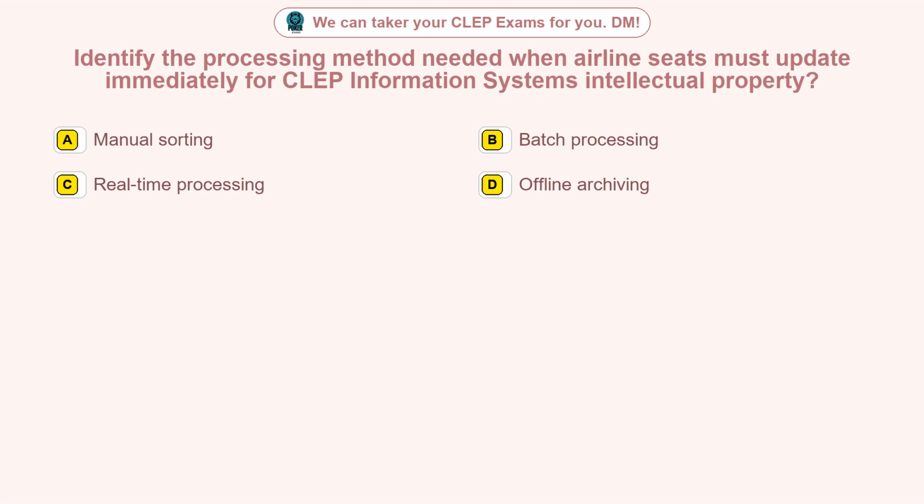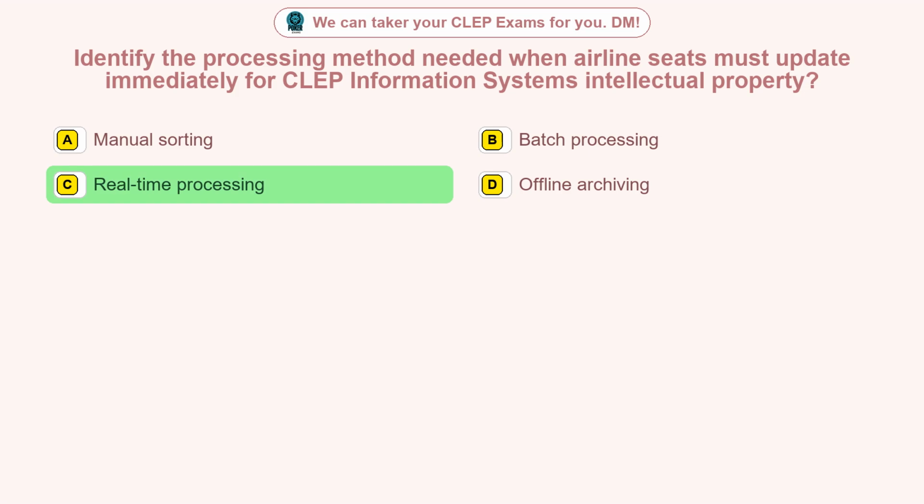Question 21. Identify the processing method needed when airline seats must update immediately for CLEP Information Systems intellectual property. Option A. Manual sorting. Option B. Batch processing. Option C. Real-time processing. Option D. Offline archiving. The correct answer is option C.